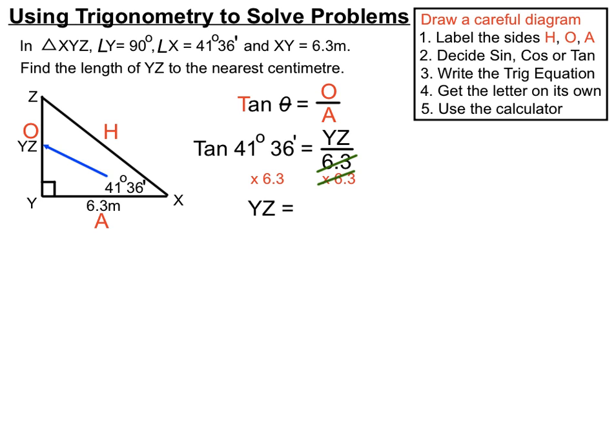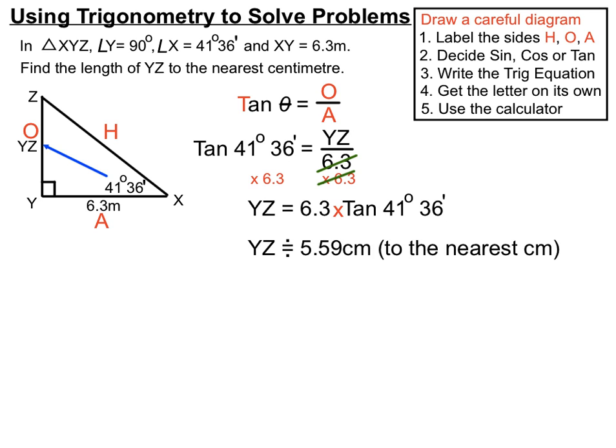Okay, so the YZ on the right hand side is on its own. We'll just switch sides there for the ease of the rest of the solution. On the left hand side we have a 6.3 multiplying by a tan 41 degrees 36 minutes, so we'll just write that out. 6.3 times tan 41 degrees 36 minutes, and seeing we've got the letters on their own now, we'll just process that through our calculator. 6.3 times tan 41 degrees 36 minutes.